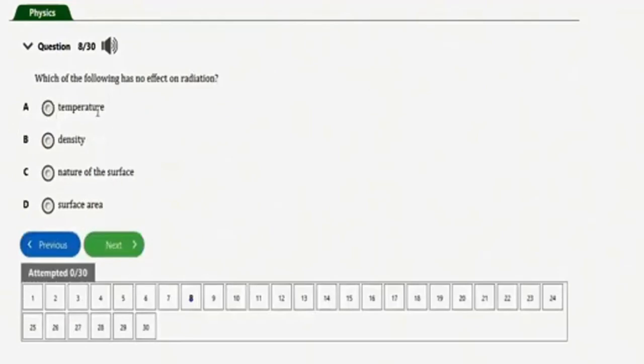Is this one. It says which of the following has no effect on radiation? We have temperature, density, nature of the surface, area. So the correct option in this question is B, density. Let's go to the next one.